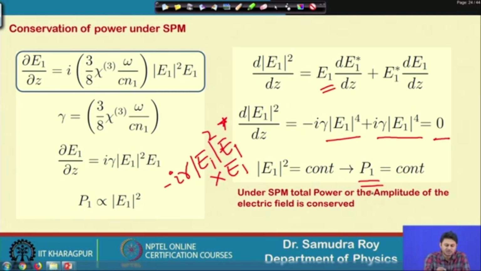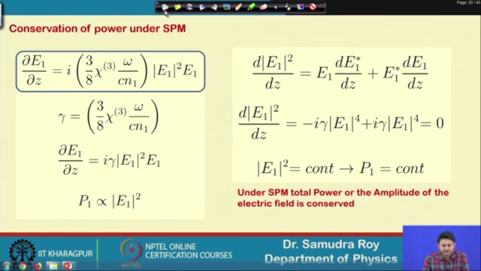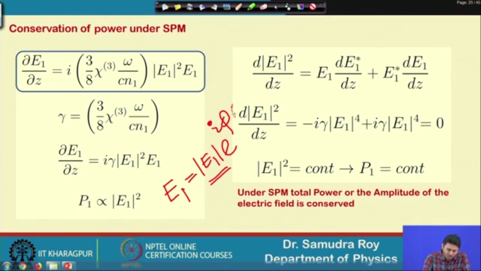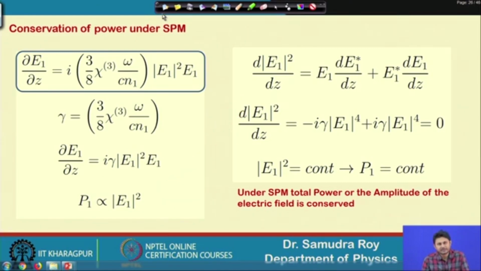So, there is no change of power, and E1, which is a complex amplitude, can be defined as mod of E1 times e to the power of i times some phase. This differential equation suggests that the amplitude part will not be a function of z. Only the phase term will be a function of z. So, only the phase is going to change. In the previous class we found the same thing, that the phase is going to change, and that is why it is called self phase modulation.